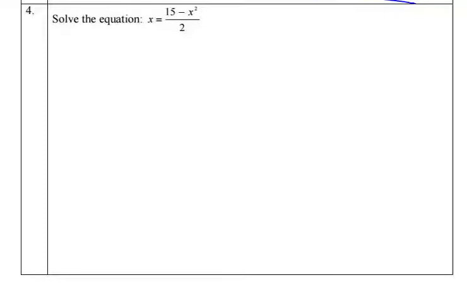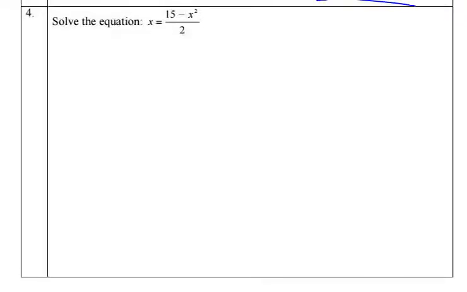All right. Yes, the unknown we mainly use for quadratic equations is x, but we can also use any other letter. Don't ask how come we have x. Even this one is in terms of x. It says solve the equation, x is equal to this. So it means we need to work out the values of x, the roots of this quadratic equation.